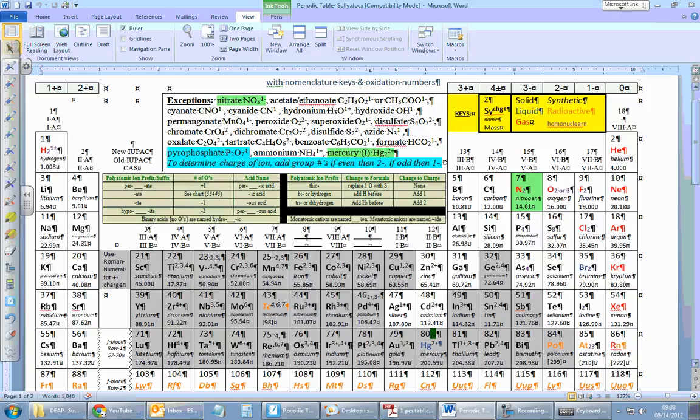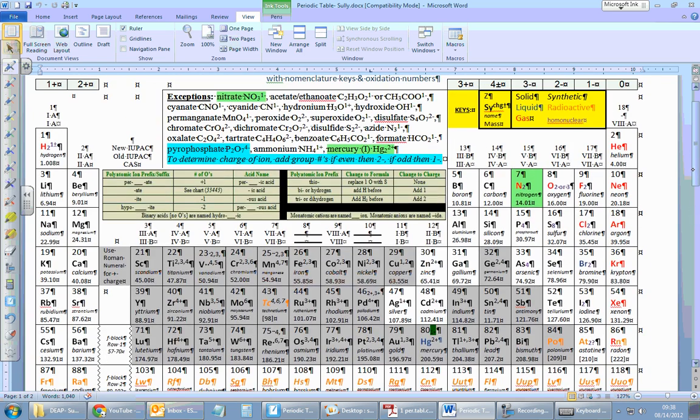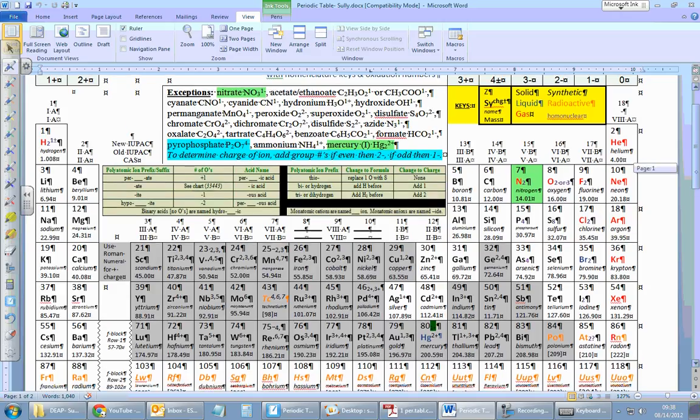And then I moved the chart that he had down in the bottom left corner up to above the middle block of the periodic table. And so I have those there. This block tells you how to deal with the non -ate ions. And I also have how to deal with a couple other exceptions that he kind of overlooked.